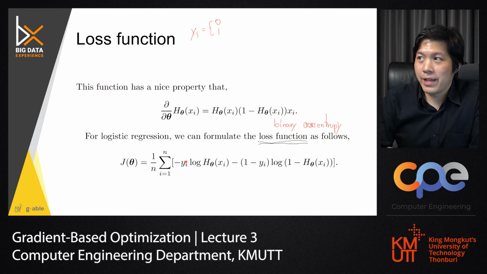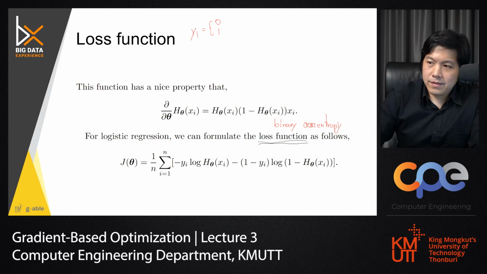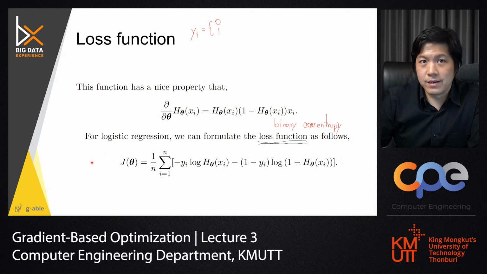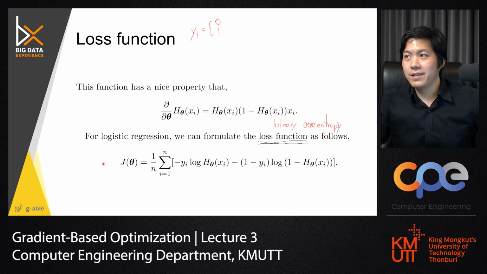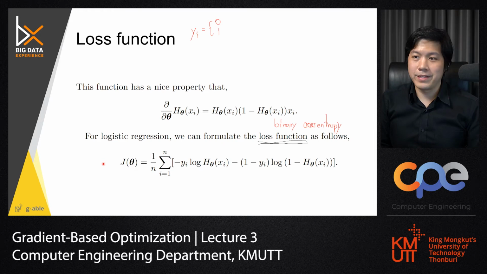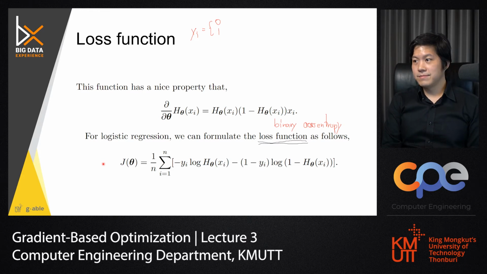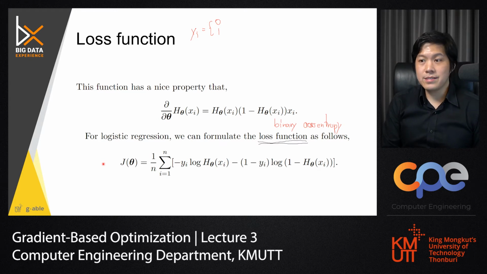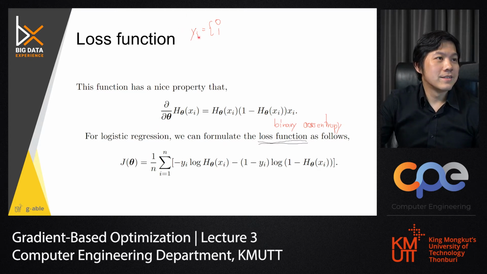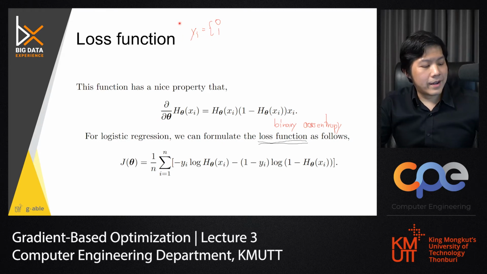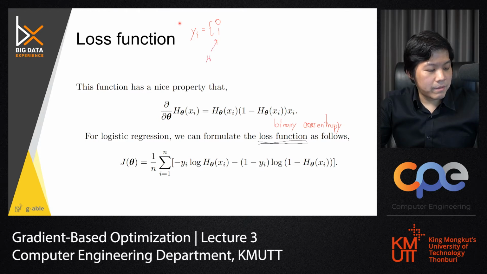Can you explain this to me? Anyone? Why is this function a loss function for classification problems? Turn on the microphone and try to explain this to me, please, if you can. The hint is this: the label, h theta x is the probability of predicting 1, and 1 minus h theta x is the probability of predicting 0.